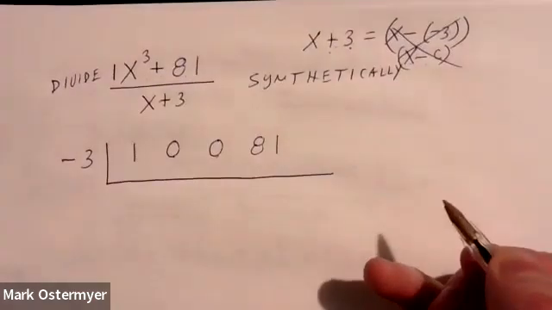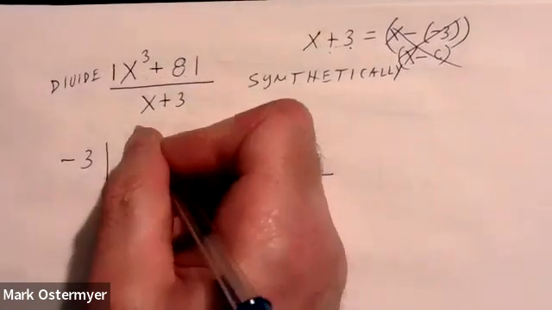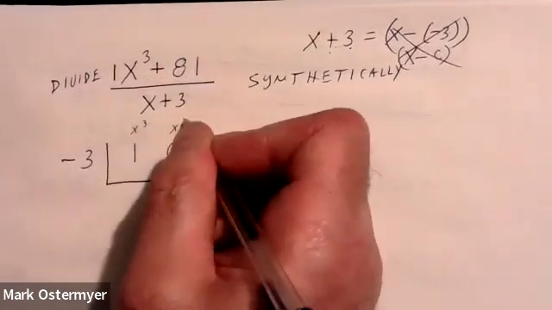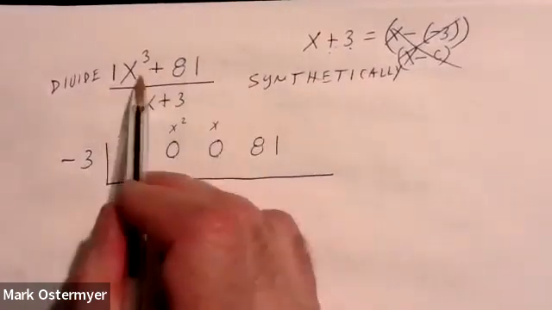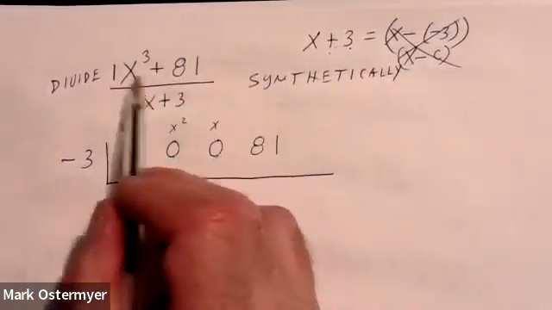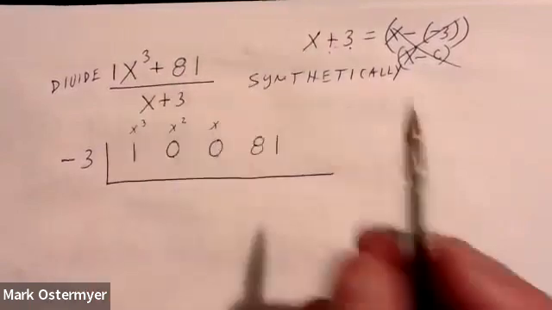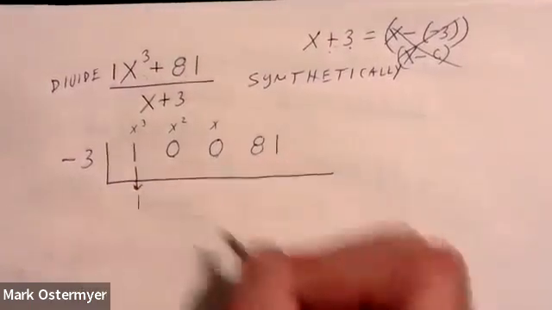And then I got my 81, which is the constant at the end. Everybody understand this here? This is my 3rd degree term, this is my 2nd degree term, my 1st degree term, and my constant. I had to put 2 placeholders in between here because I'm missing my 2nd degree and my 1st degree terms in x. Bring the 1 down, and here we go.